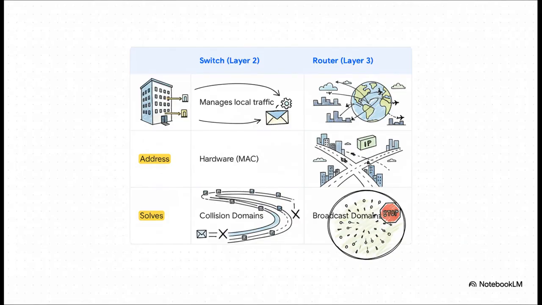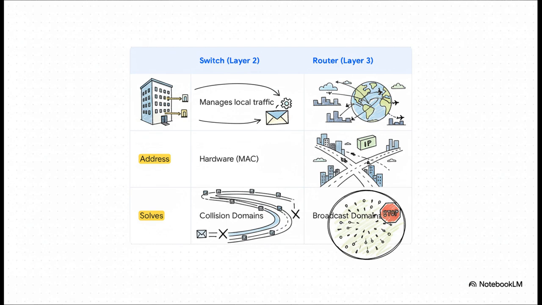And this is exactly where our traffic cops shine. A switch and a router each solve one of these specific problems. A switch is your local guy. It works inside one network, breaking up those big collision domains. It's like a smart mail sorter in an office building, giving each device its own private lane so there are no more crashes. A router, on the other hand, is the long-distance operator.